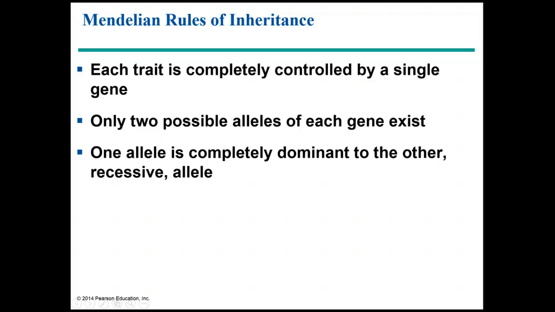Now in the next segment, we will talk about rules of inheritance that don't follow traditional Mendelian patterns. According to Mendel, each trait is completely controlled by a single gene, only 2 possible alleles of each gene exist, and one allele is completely dominant to the other, which is the recessive allele. In the next segment, we will see situations where this is not always the case.